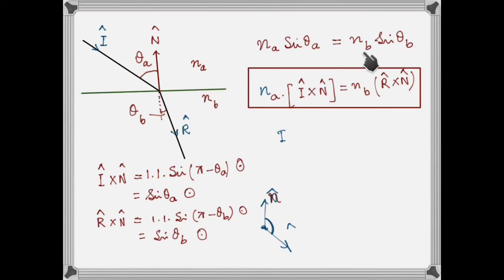So in this equation, put the values of sine theta a and sine theta b. First, put outward direction here and here. Now, sine theta a in outward direction is equal to I cross n, so it will become na I cross n, and sine theta b in outward direction will be r cross n. So simply put r cross n. So this is a relation which we needed.